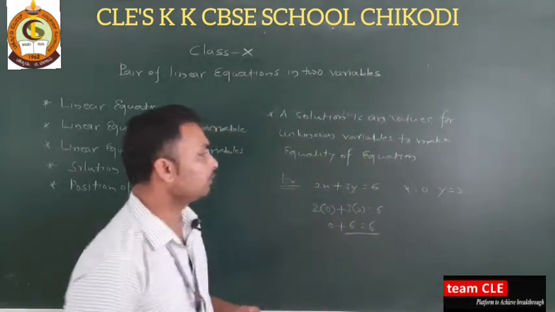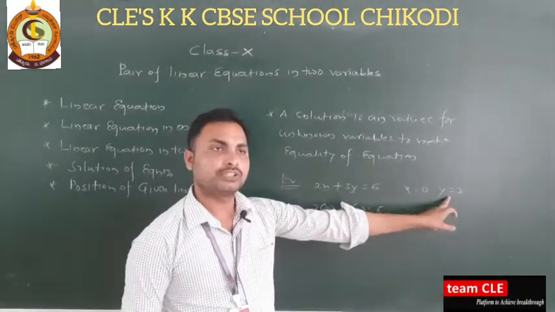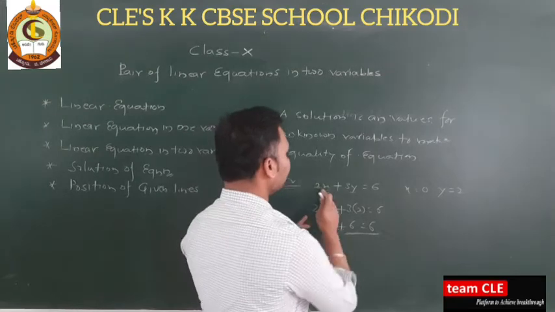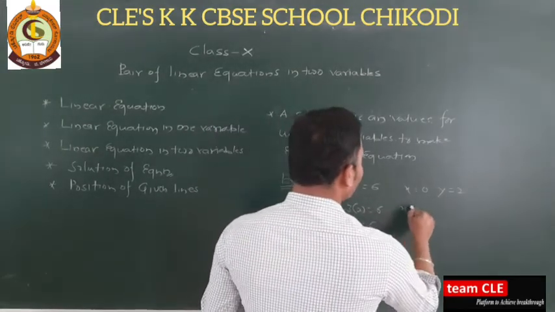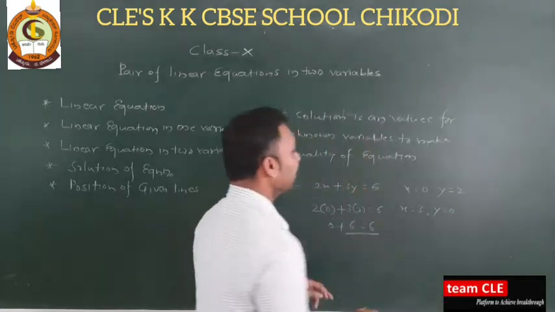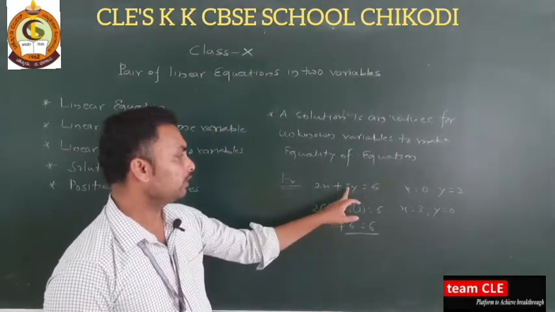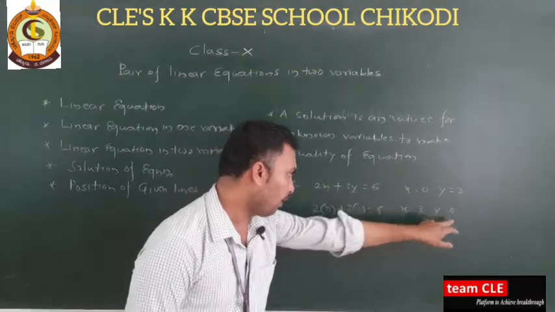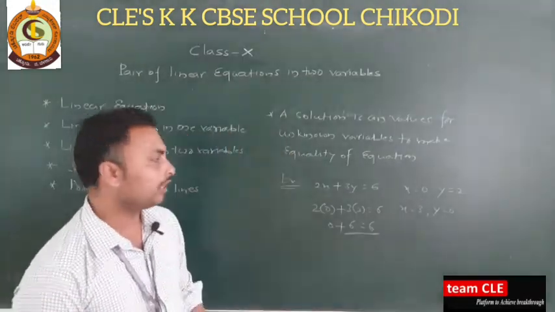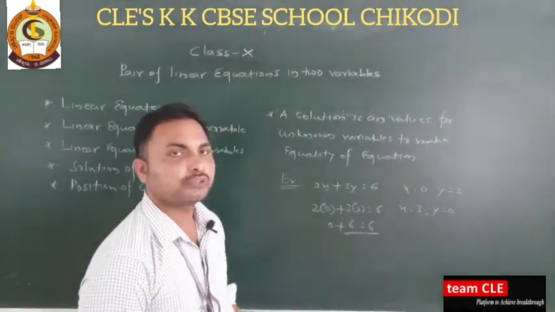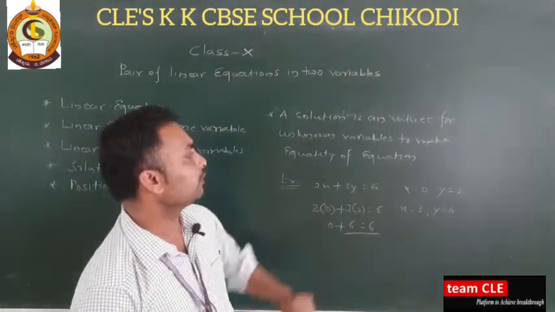X is equal to 0 and y is equal to 2. This is one solution, okay. Can we find one more solution? Yes, obviously. Substitute x is equal to 3 and y is equal to 0. Will we get 2 into 3 is 6, 3 into 0 is 0, okay. We will get one more solution, x is equal to 3, y is equal to 0, okay. So these are the solutions for the unknown variables, okay.